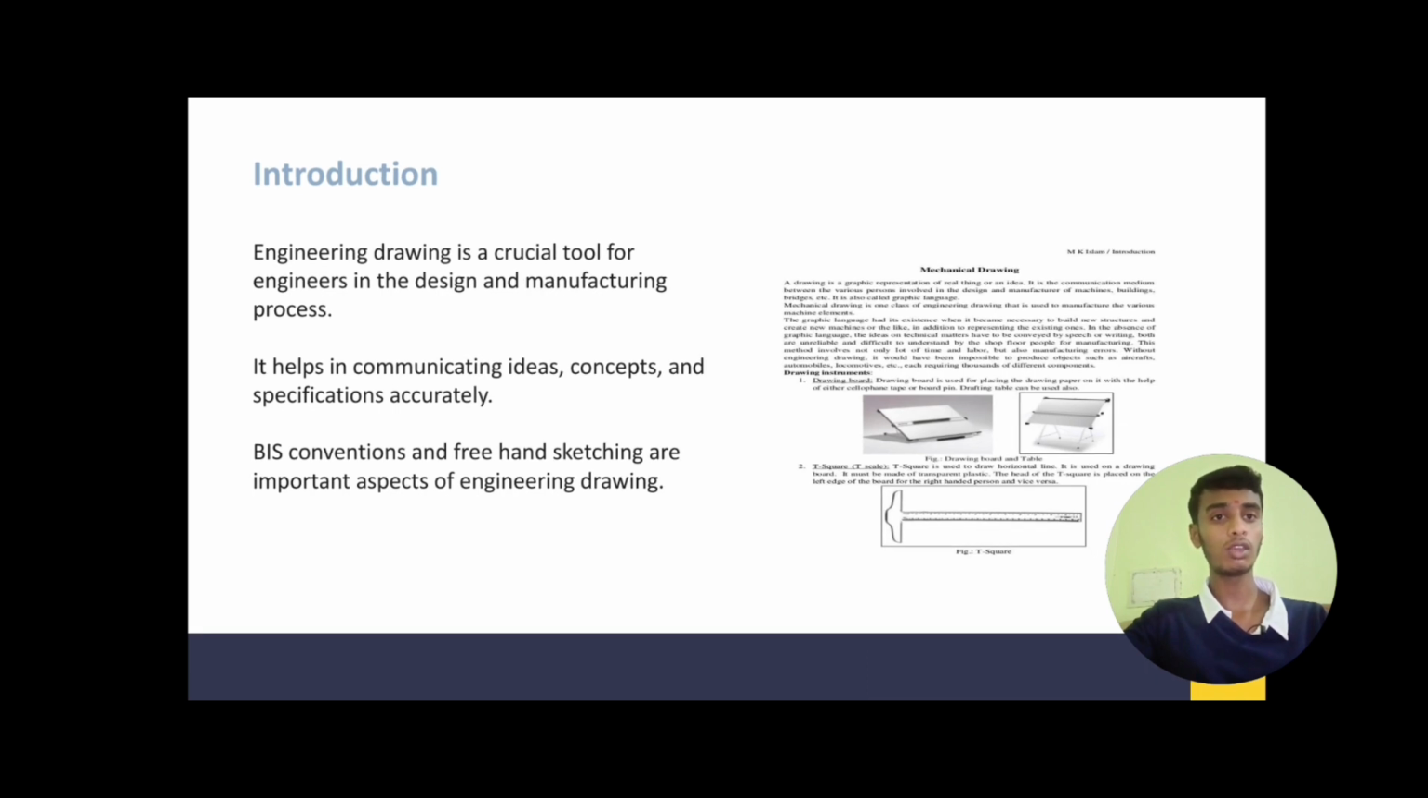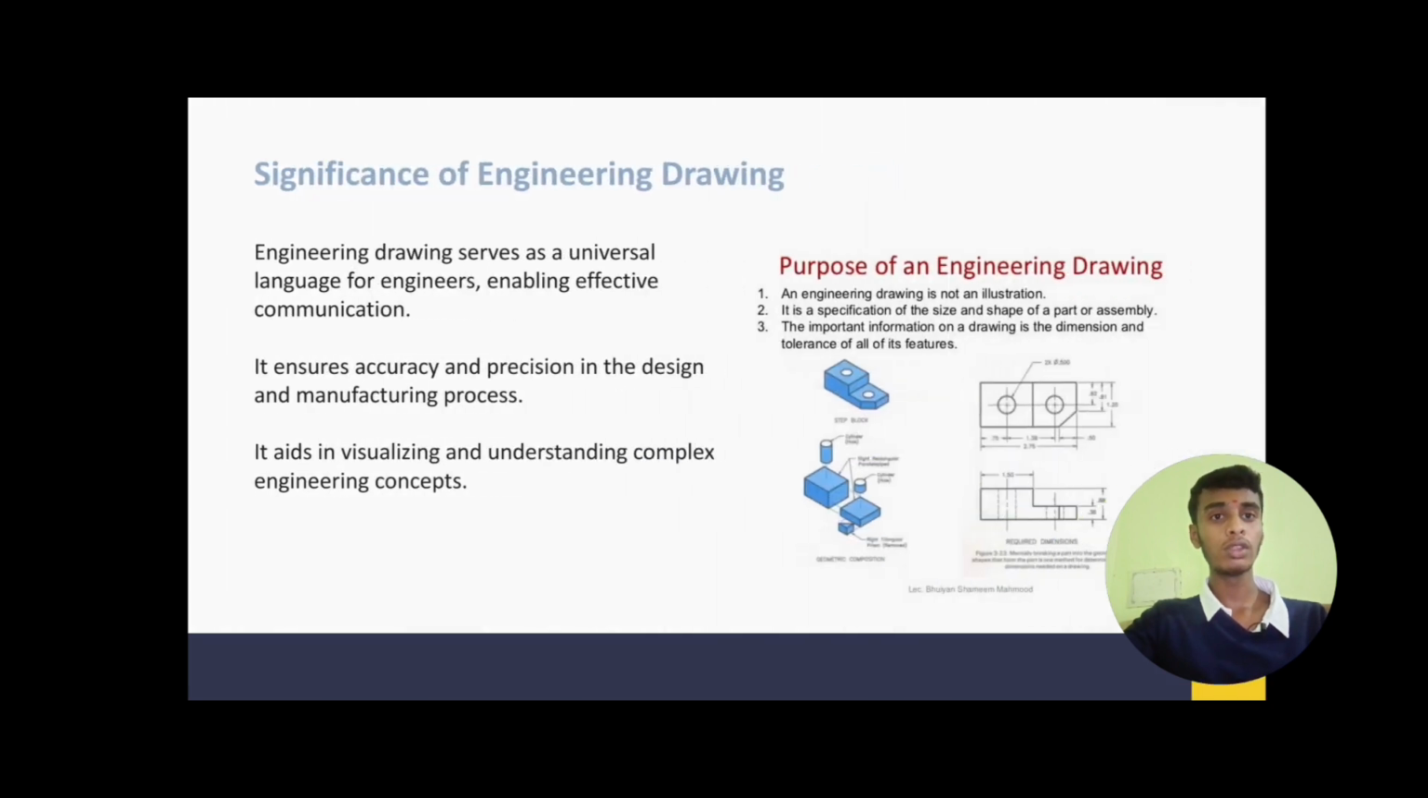What is engineering drawing? Engineering drawing is a crucial tool for engineers in the designing and manufacturing process. It helps in communicating ideas, concepts, and specifications with accuracy. BIS conversion and freehand sketching are important aspects of engineering drawing. We will go to the significance of engineering drawing.